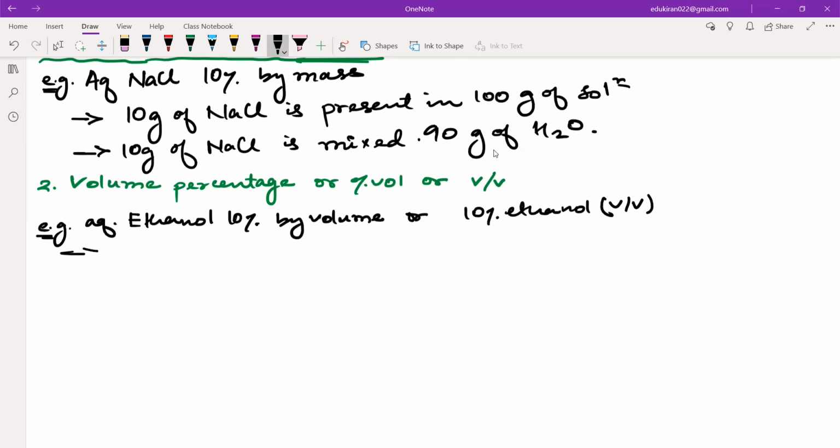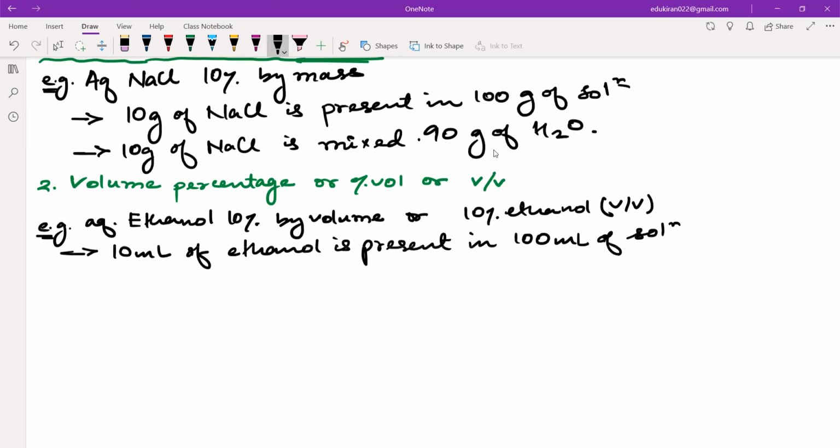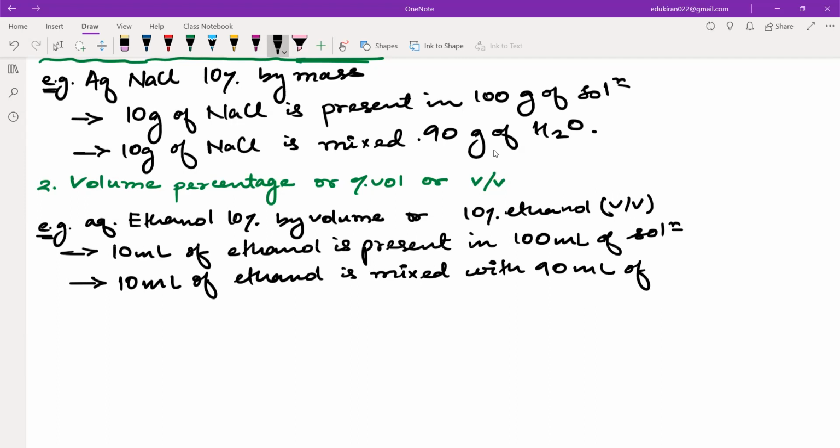Now, you can translate this. What is the information that you can get? 10 ml of ethanol is present in 100 ml of solution. Or you can also translate this, which is a better translation, that 10 ml of ethanol is mixed with 90 ml of water. Okay. Now, volume percentage is done.